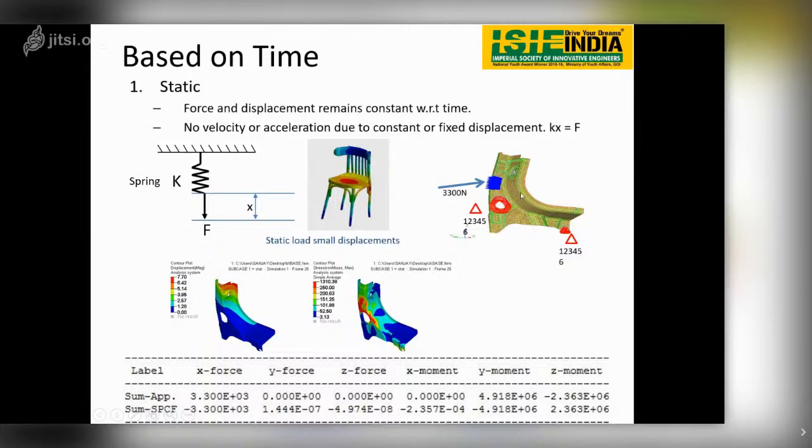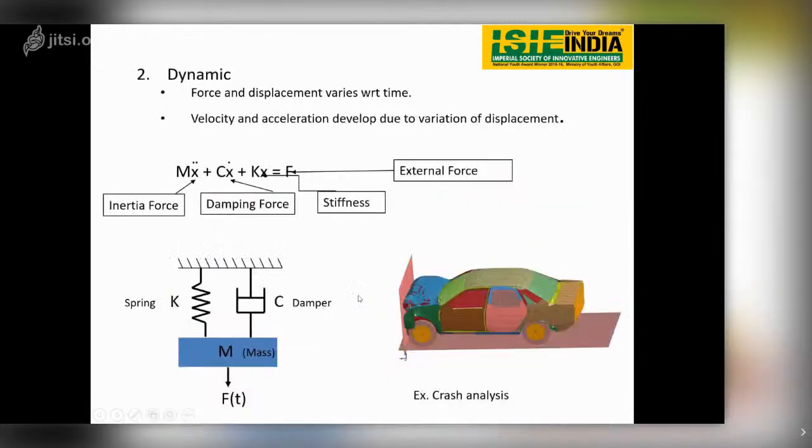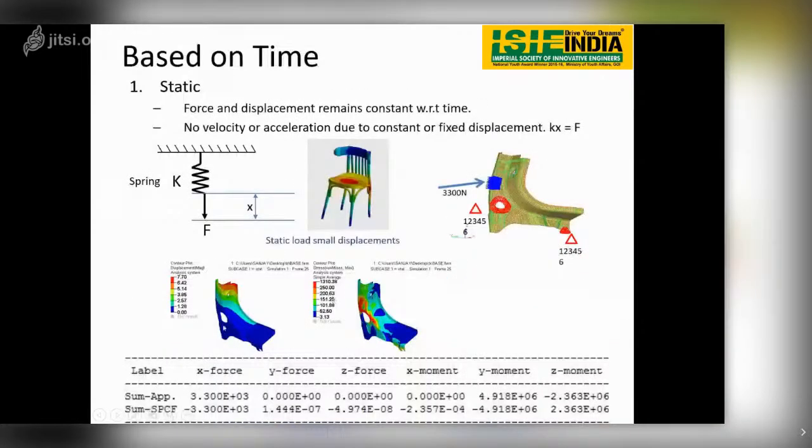We have taken a small engineering problem here, where a small bracket is fixed at one end and a force is applied in the x direction, almost 3,300 Newton. After applying that, we plot the displacement and the stresses. We can see the displacement plot and the stress plot here.